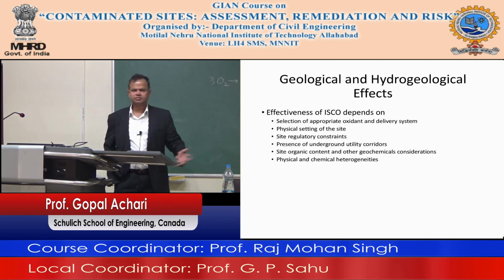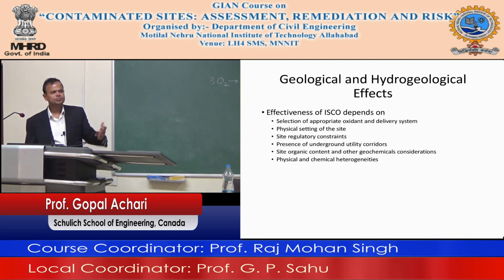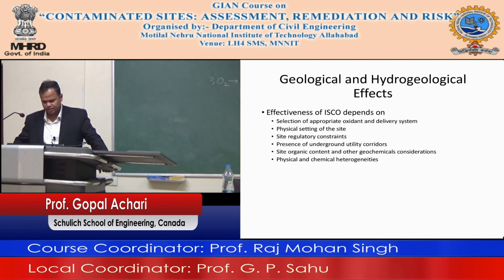Natural organic matter, sulfates, carbonates, whatever might be present, and you want to make sure that they don't consume your oxidant, or if they do, that it's something you can live with, right? Physical setting of the site, regulatory constraints, presence of underground utility corridors. If you have something like a pipe and you apply ozone, it might go along the pipe, or if you apply hydrogen peroxide, it might go along the pipe and might be a problem somewhere else. Site organic content and other geochemical considerations, and physical and chemical heterogeneity.